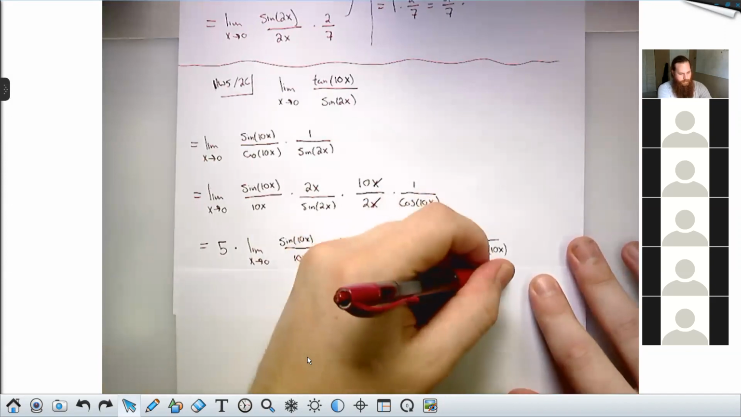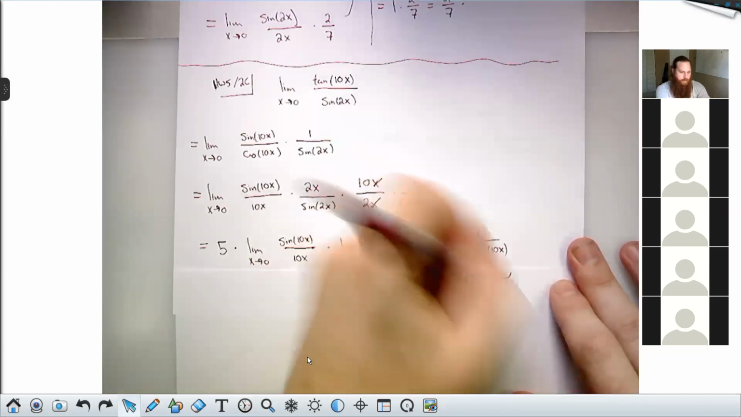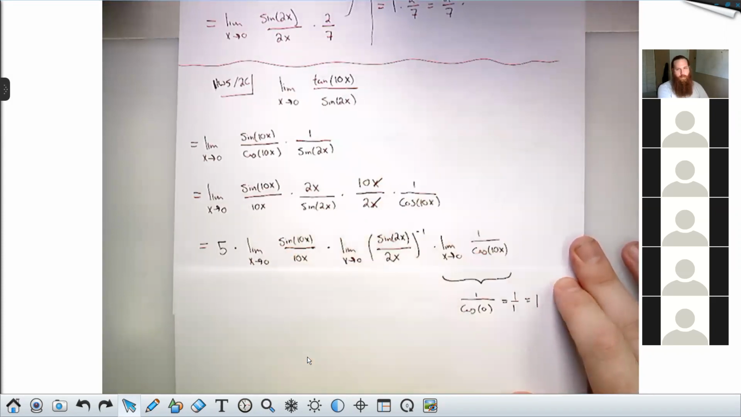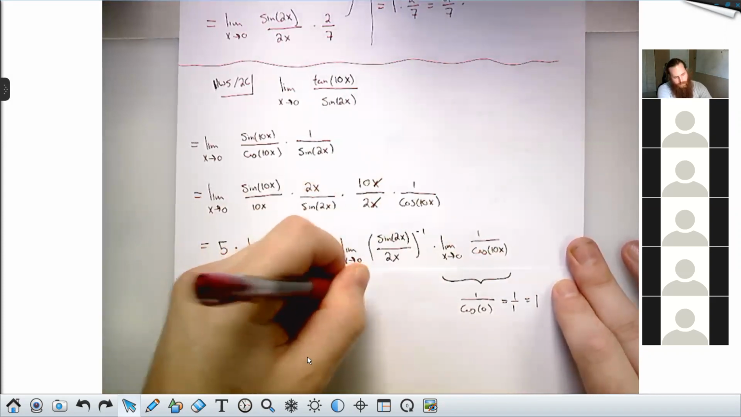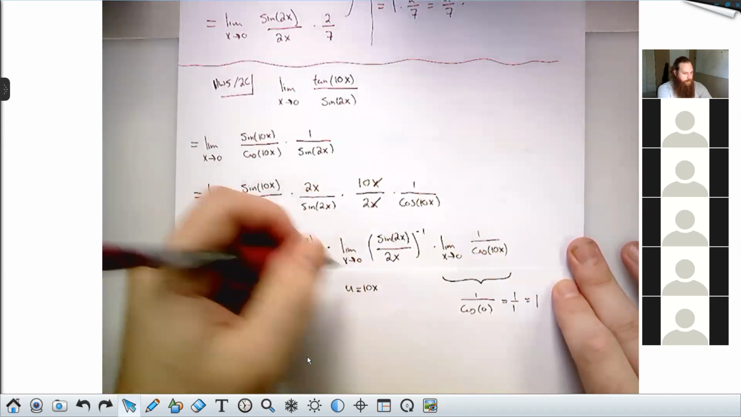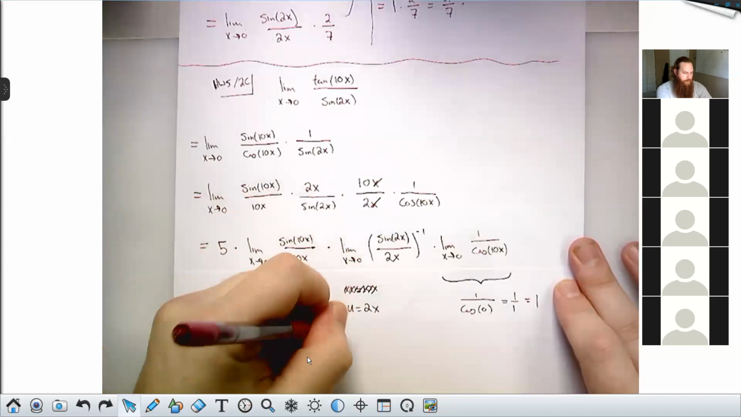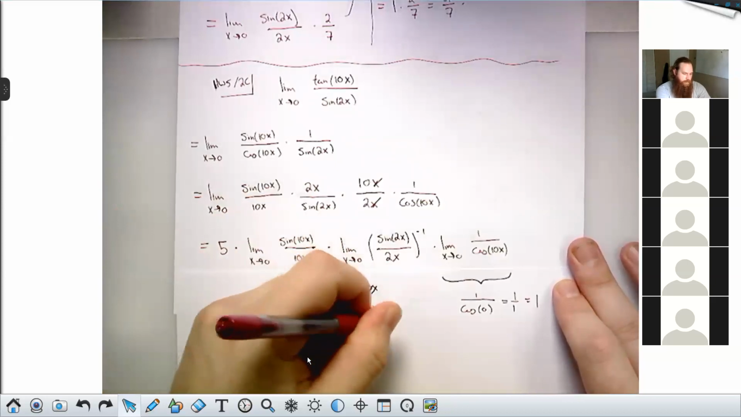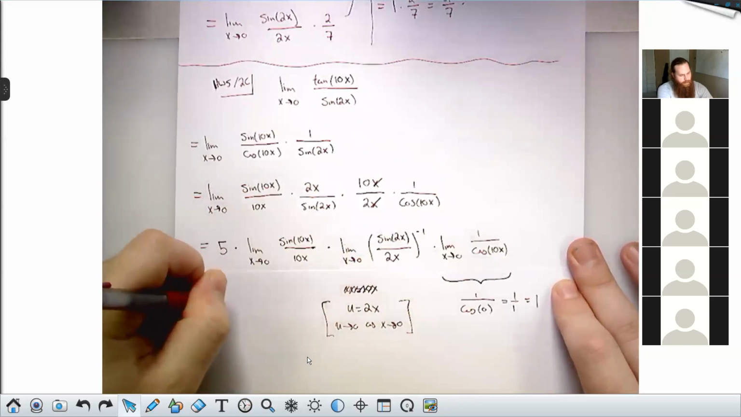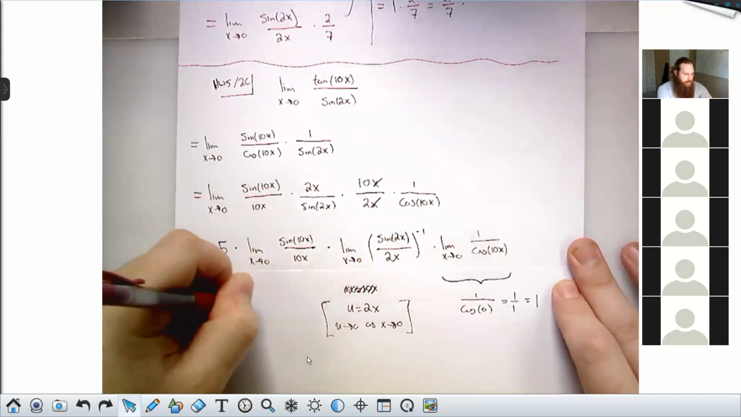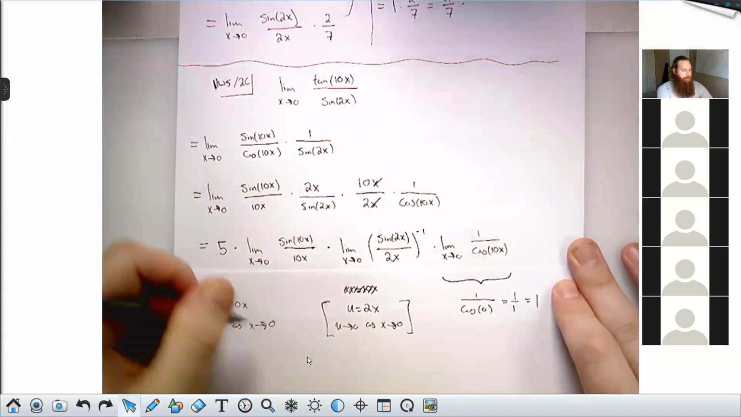Okay. So this piece is 1 over the cosine of 0. That's 1 over 1, which is 1. So I'm not worried about that piece. In this piece, I'm going to substitute u equals 2x. And note that u goes to 0 as x goes to 0. In this piece, I'm going to use a different variable because it means different things. w equals 10x. And note that w goes to 0 as x goes to 0.